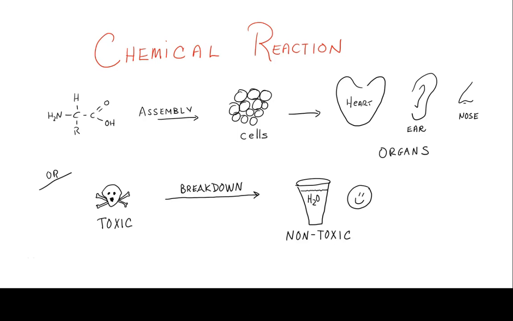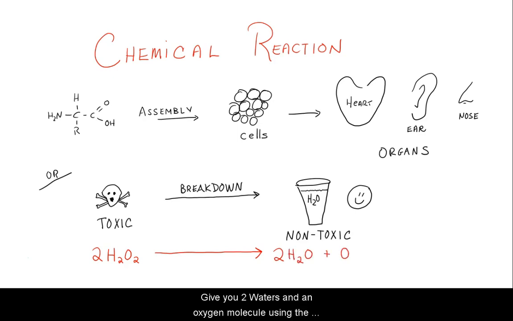For example, one toxic compound that builds up in body cells is hydrogen peroxide. And our bodies convert it to water and oxygen. You have two molecules of hydrogen peroxide, give you two waters and an oxygen molecule using the enzyme catalase. And when one molecule is converted into another, this is called a chemical reaction.